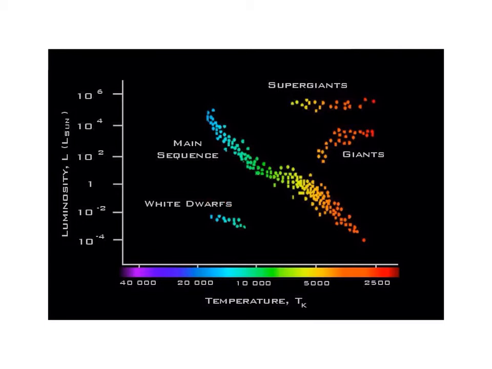You'll also remember the scale, so we have our temperature scale, which actually works in a counterintuitive way compared to normal graphs, in that the temperature is going down as we move across the x-axis. And then we have our luminosity scale on the y-axis.